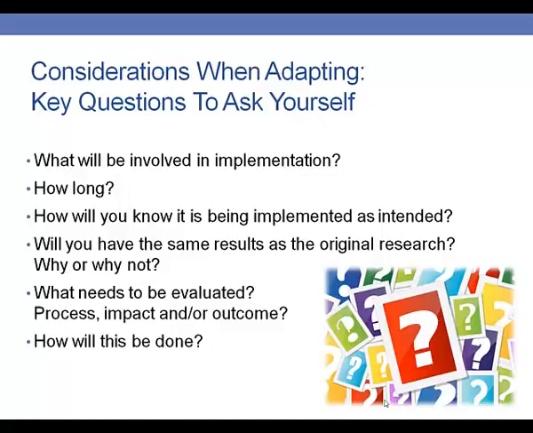Key questions to ask yourself when you're considering adapting is what will be involved in implementation and how long will it take? How will you know that it's being implemented as you intended? Will you have the same results as the original research? Why or why not? What needs to be evaluated? Do you need a process, impact, or outcome evaluation? You can learn more about the different types of evaluation in Chapter 10. And ultimately, how will this be done? Again, the entire Section 3, Chapters 9 through 13, will have a lot of details for you on program evaluation.